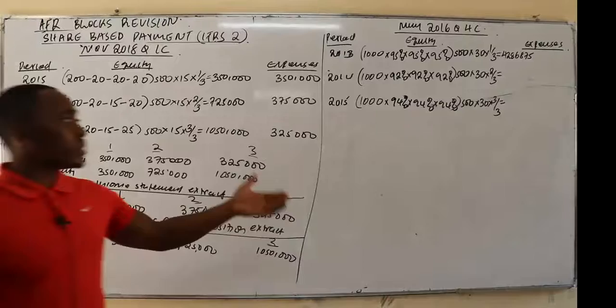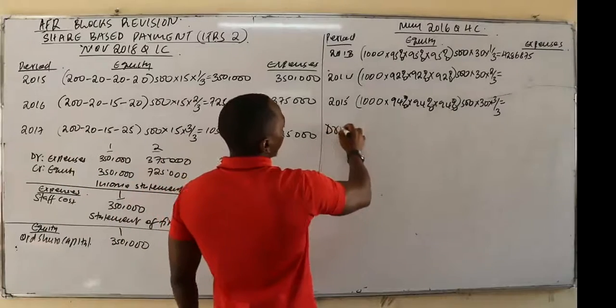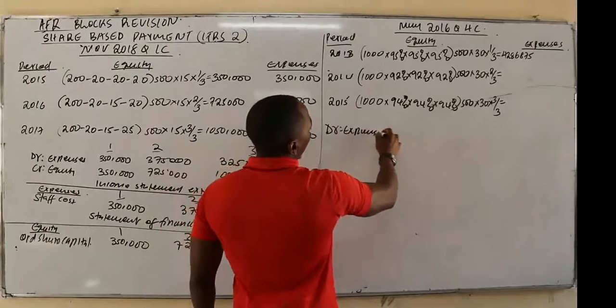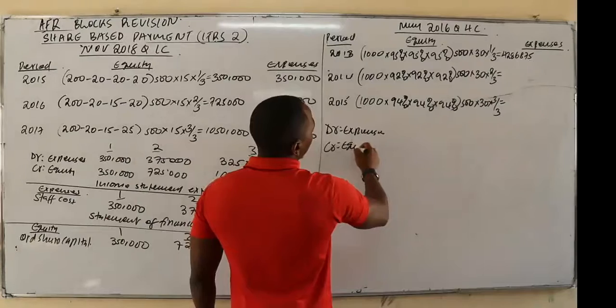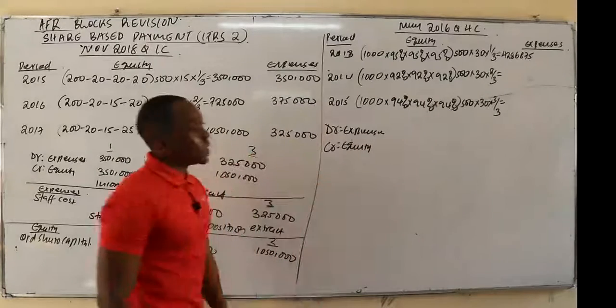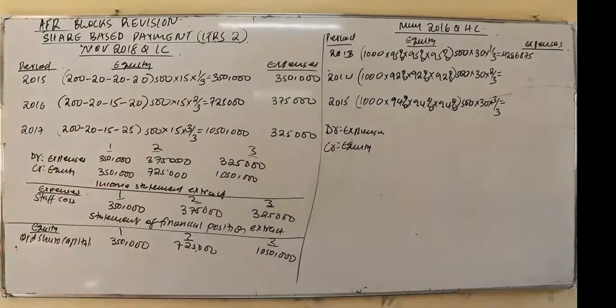So you show what you debit and what you credit. You debit expenses, you credit equity. So you can take a screenshot of that.